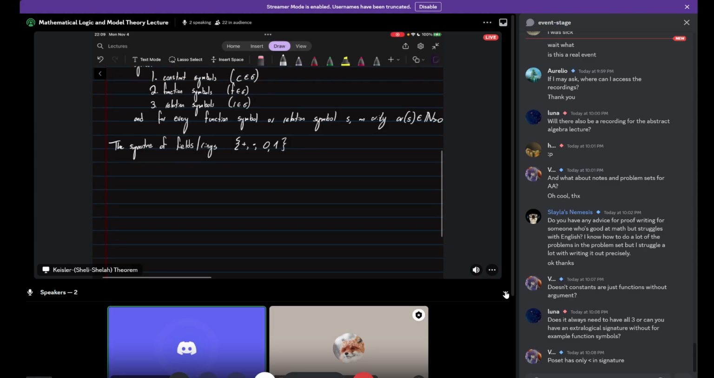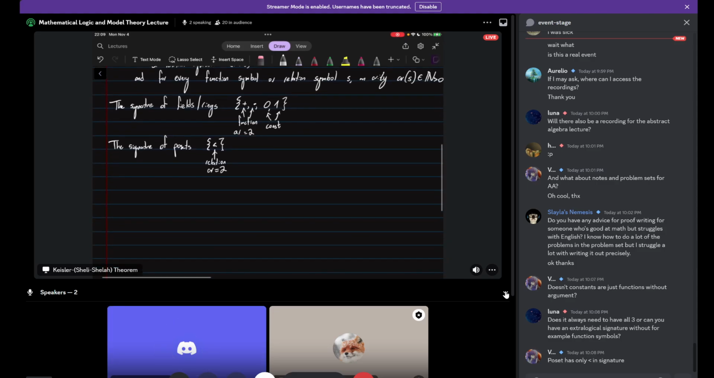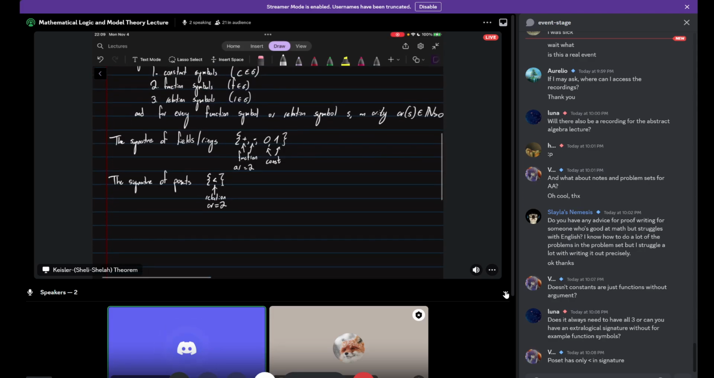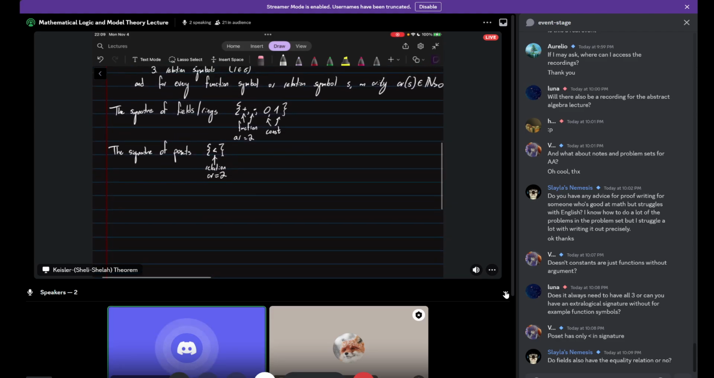Okay, so the signature of fields and rings, for example, doesn't have a relation symbol. It does have 2 binary functions, right? So these are function symbols with an arity of 2, and these are constants. The signature of posets only has a single relation with an arity of 2. And we call a signature algebraic if it does not have any relation symbols. So this, for example, is an algebraic signature.